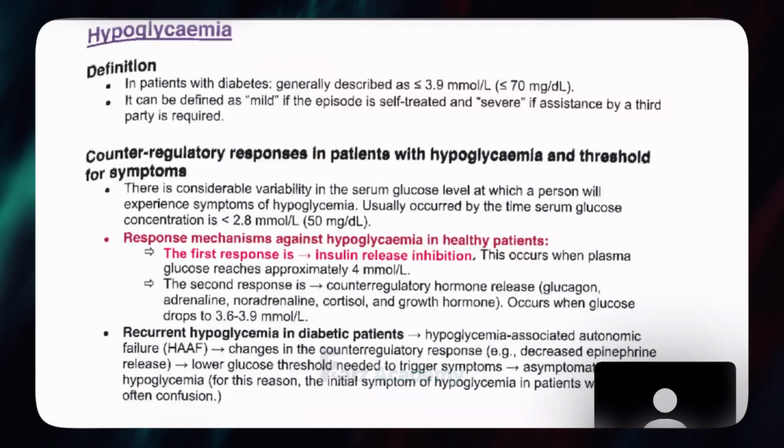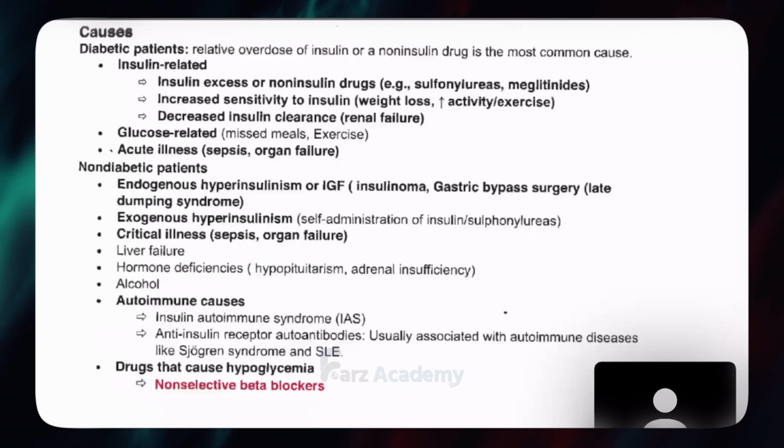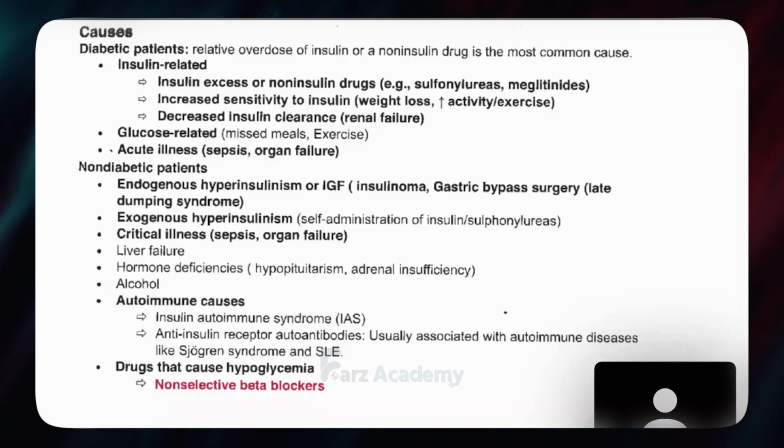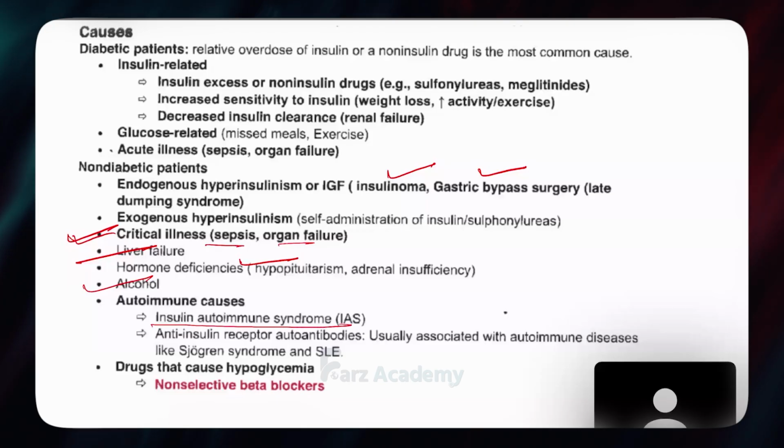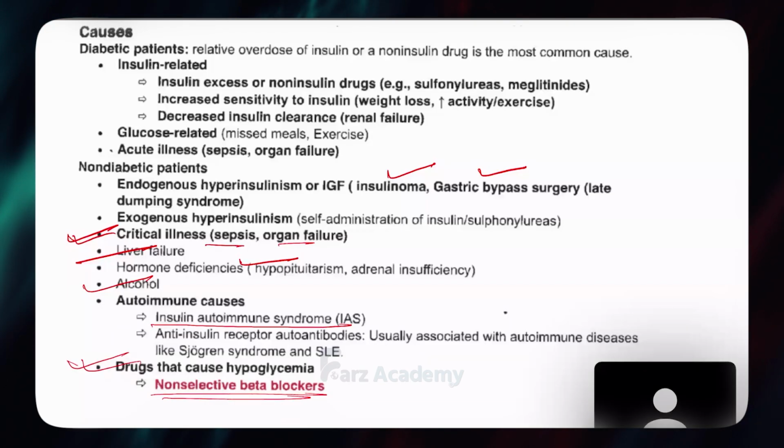So what is hypoglycemia? Hypoglycemia definition: it is less than 3.9 millimoles per liter or less than 70 milligrams per dL. The main cause is insulin or hypoglycemic agents. In non-diabetics, it can be insulinomas, gastric bypass surgery, any critical illness such as sepsis-induced organ failure, liver failure, hypopituitarism, alcohol, autoimmune causes like insulin autoimmune syndromes, and drugs that cause hypoglycemia are non-selective beta blockers.